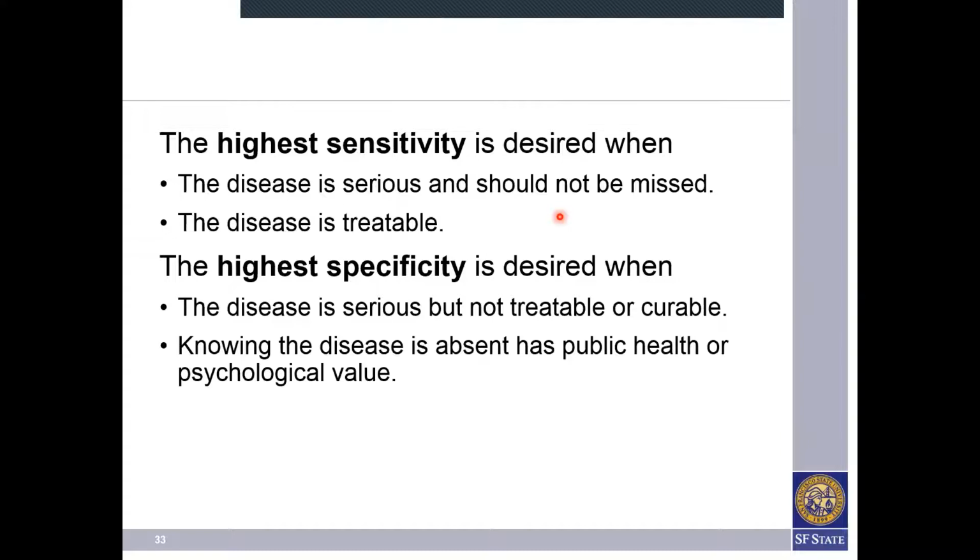In general, highest sensitivity is desired when the disease is serious, should not be missed, and the disease is treatable. You want to catch it as early as possible, start treatment as early as possible. Highest specificity is usually desired when the disease is serious but not particularly treatable or curable. And knowing the disease is absent has a public health value or psychological value. So you'd rather not have any false positives because all it does is stress people out and there's not much you can do about it anyway. Highest sensitivity is when there's a lot you can do about it and you want to catch it quickly.